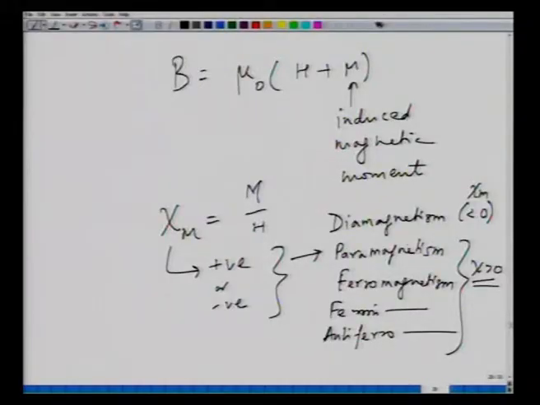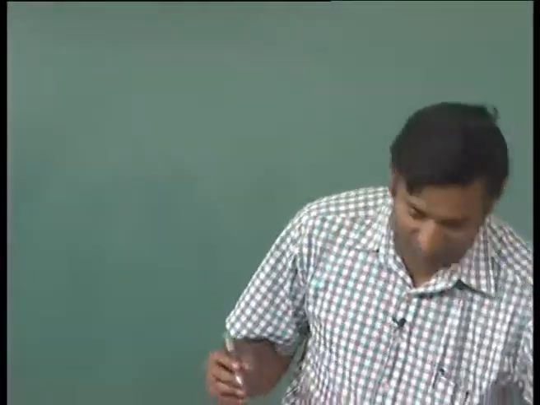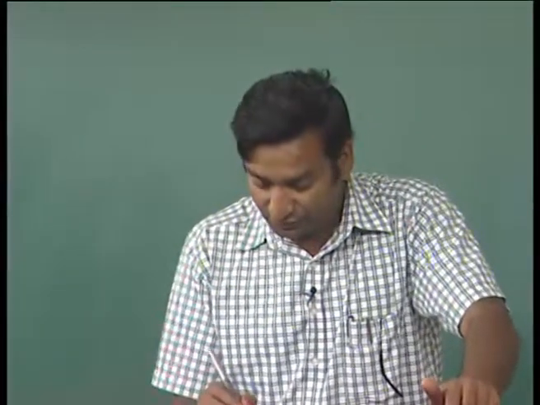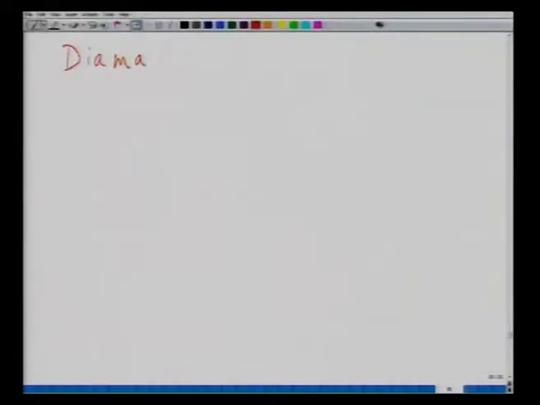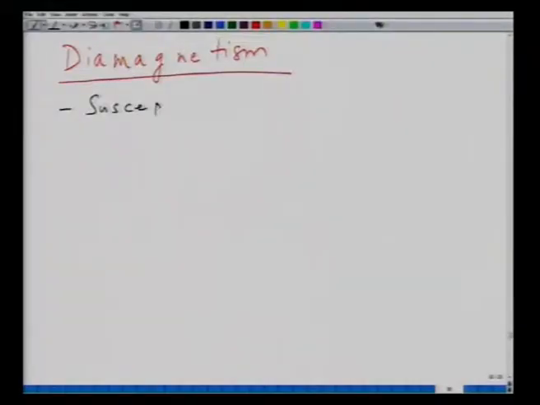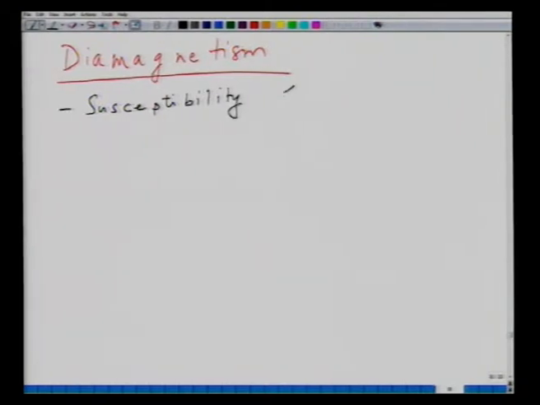So what we will do in this lecture is start with the quantitative picture of each of these kinds of magnetism, and then finally move towards some of the ceramic magnetic materials. So we start with the concept of diamagnetism. Diamagnetism, as we said earlier, happens in materials which have susceptibility less than 0.